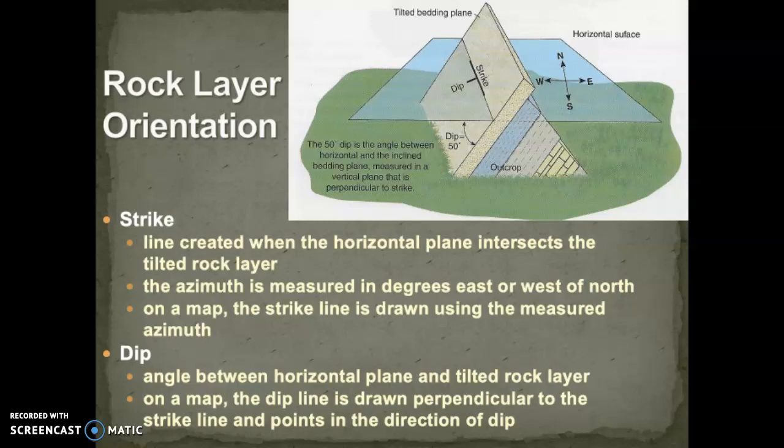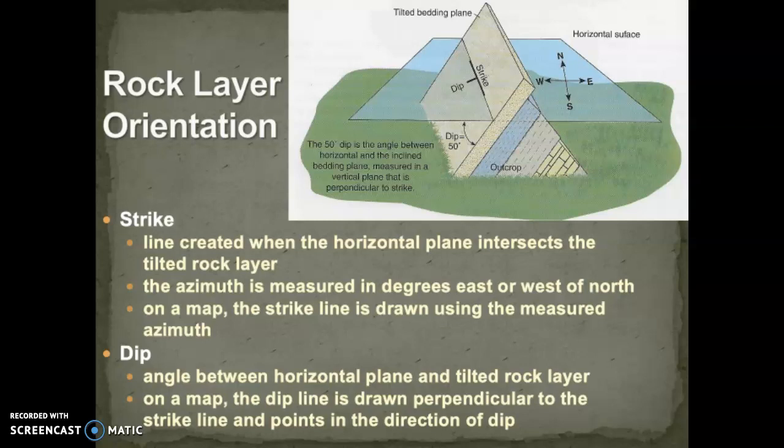The other thing we do, and you'll see this in the lab exercise, is we then put the number representing the degrees of dip right next to the strike and dip symbol. So for that symbol to be complete in the example they have there, they would write a 50 right next to the little dip line. And that's how we record the orientation of a rock layer.